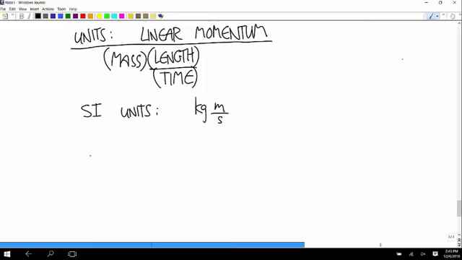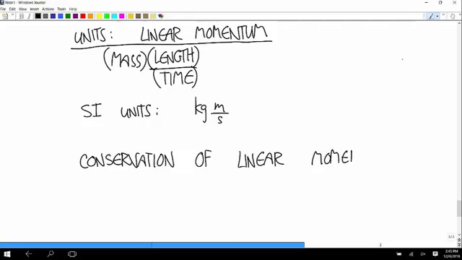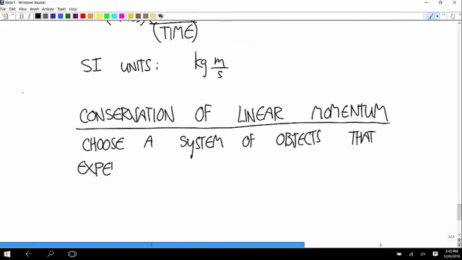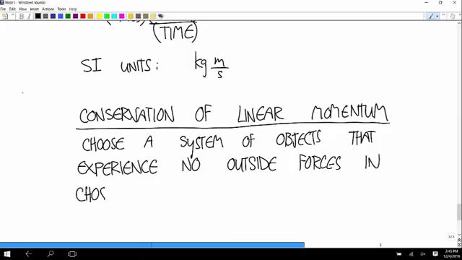Okay, so conservation of linear momentum says: choose a system of objects that experience no outside forces in your chosen coordinate system. Well, I should say net, actually. You can have a bunch of forces as long as they add up to 0.